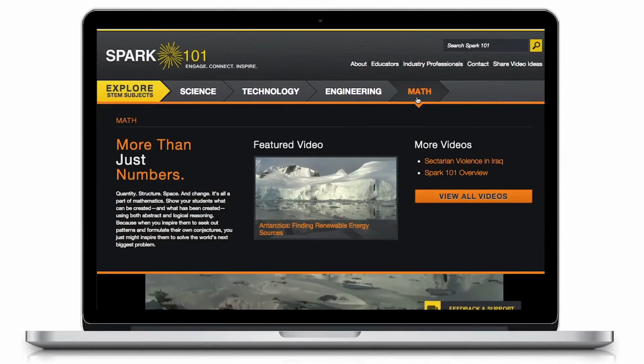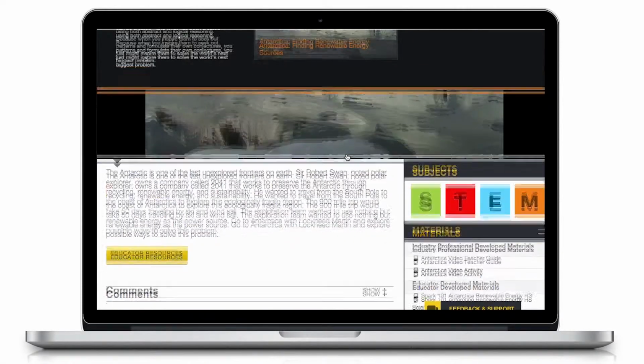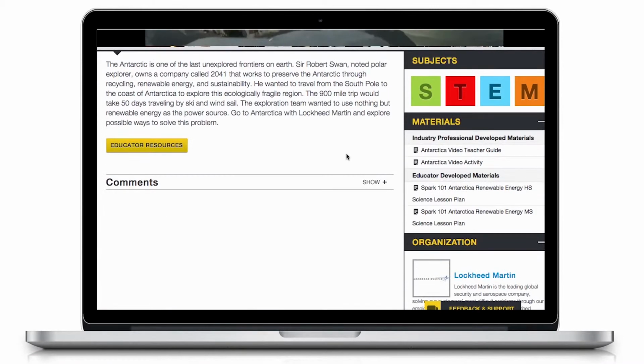Okay, so now we're going to take a look at another example within math. I'm just going to scroll down here. And one of the things that I see is that there are even different materials within this particular lesson. And look, this one covers science, technology, engineering, and math.